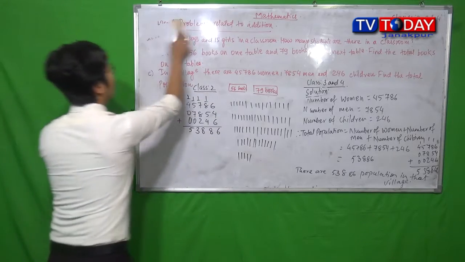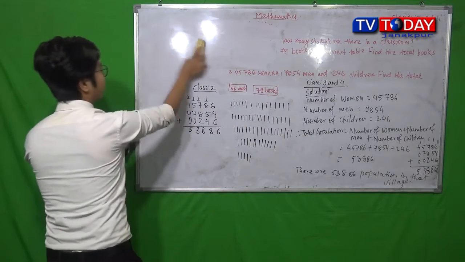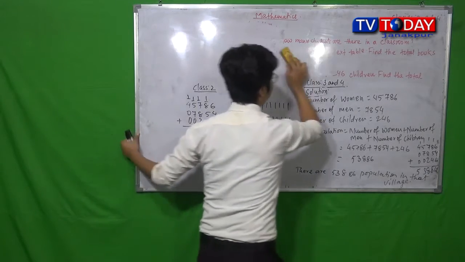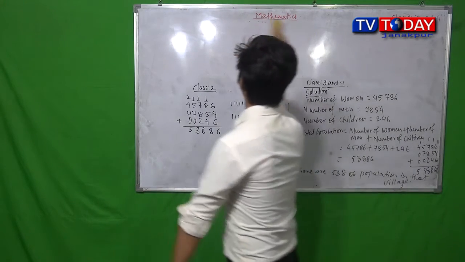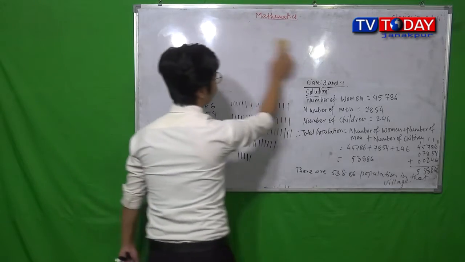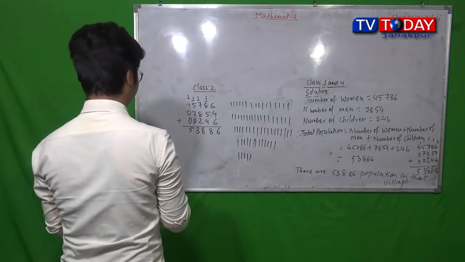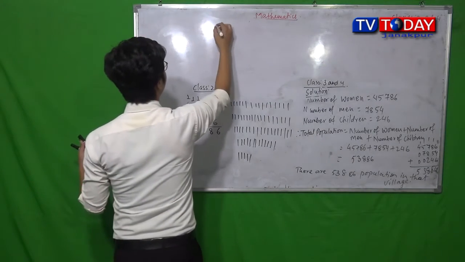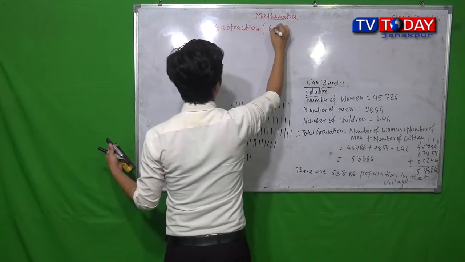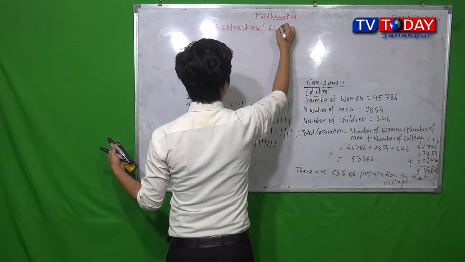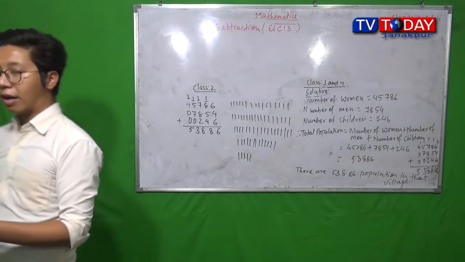I am going to rub these questions and we shall start the next topic. One of the major basic mathematical operations after addition, that is what? Subtraction. You can say घटाव in Nepali. Write down fast.